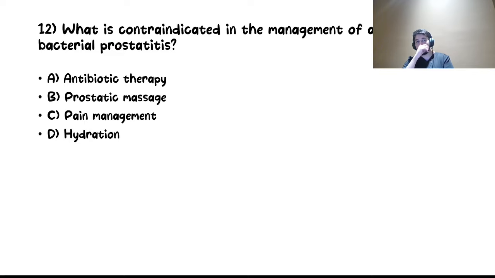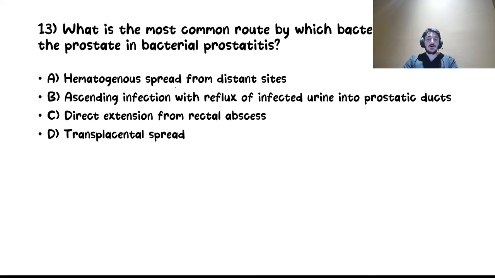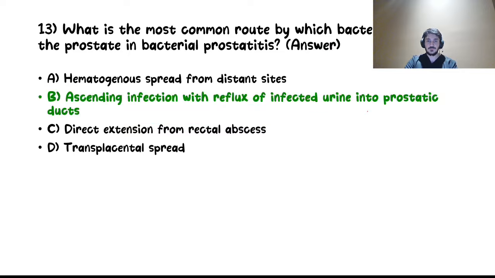So let's do some questions. What is the contraindication in the management of acute bacterial prostatitis? The answer is prostate massage. Remember, the patient will scream out of pain if you do it, so we should absolutely avoid it. What is the most common route by which the bacteria reach the prostate in bacterial prostatitis? Same as all the UTIs, ascending infection.